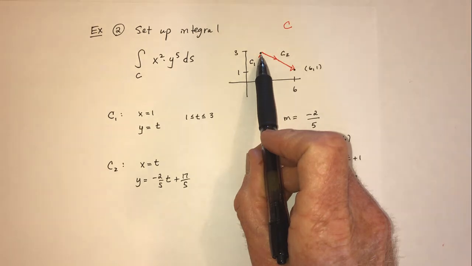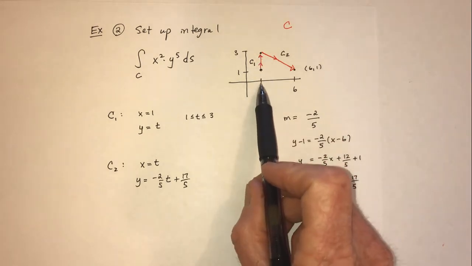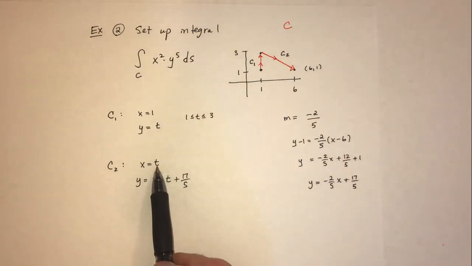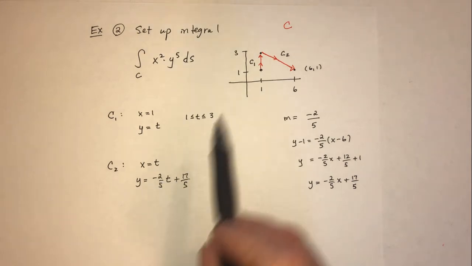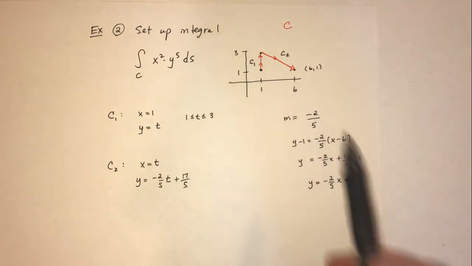So at the beginning, it's at this point (1, 3). So right here, x is a 1. So if I put a 1, that's going to work. If I put a 1 right here, that means it's going to be 17 fifths minus 2 fifths. That's 15 fifths, and that equals 3. So that point is correct.